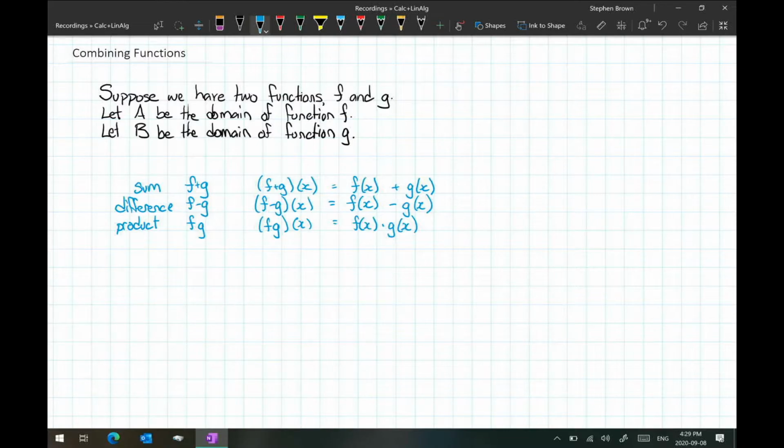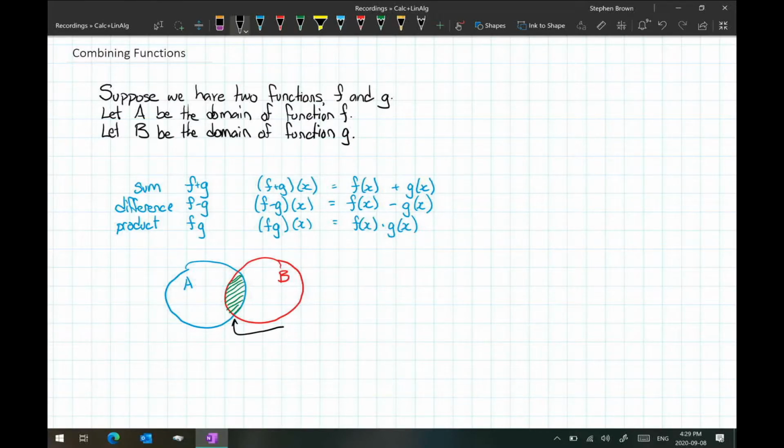So f has a domain of A, and g has a domain of B. You can imagine those sets of numbers are sort of like these circles here. Imagine that this is the domain of f, this is A. And then we have the domain of g, which is B. And all going well, there are going to be some values where A and B overlap. These are numbers that are in the domain of f, but they're also in the domain of g.